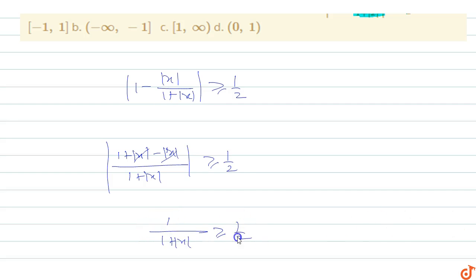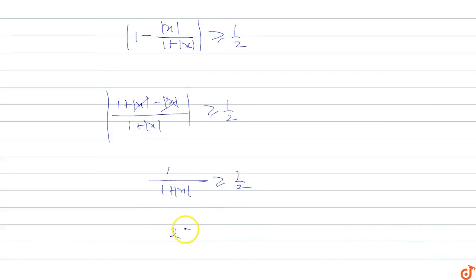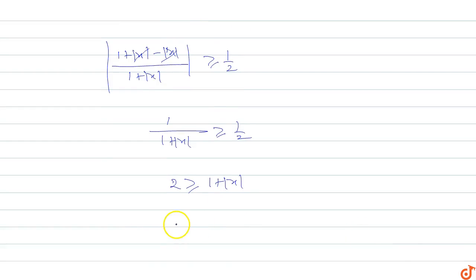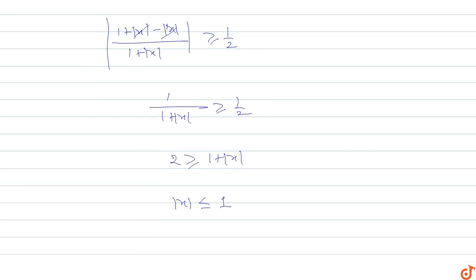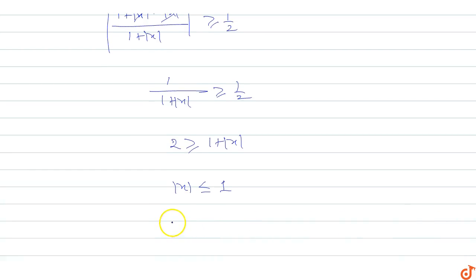1 by 2, or we can write it as 2 is greater than or equal to 1 plus mod x. So mod x is less than or equal to 2 minus 1, which is 1. So if mod x is less than or equal to 1, we can say that x is from minus 1 to 1, closed bracket, minus 1 to 1. So x का इंटरवल क्या आ गया minus 1 to 1.